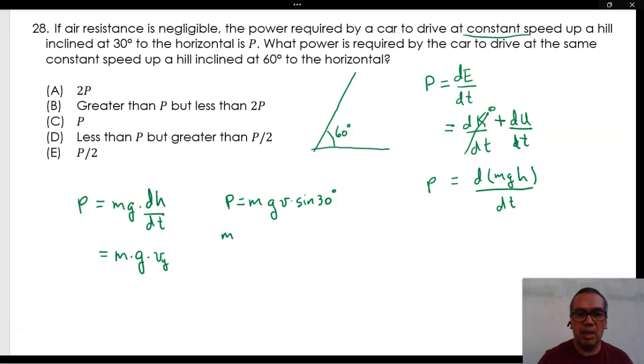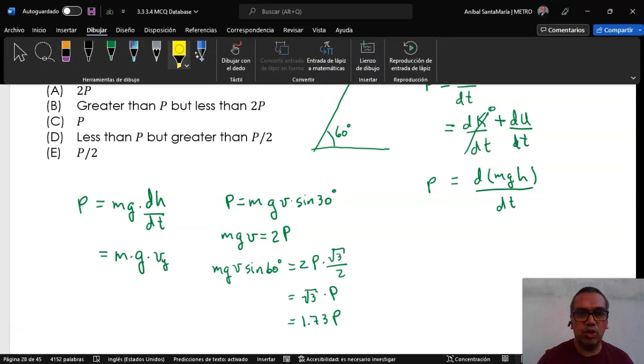Therefore, mgv is equal to 2P. This means mgv sine of 60 degrees is equal to 2P times the square root of 3 over 2, or square root of 3 times P. Since this is approximately 1.73P, the correct answer is option B.